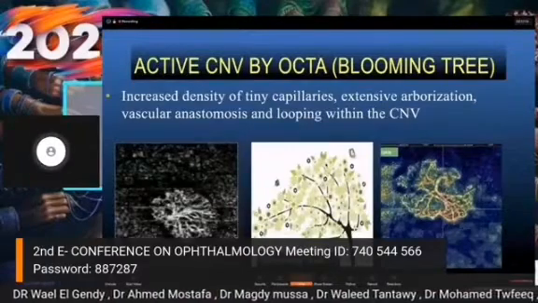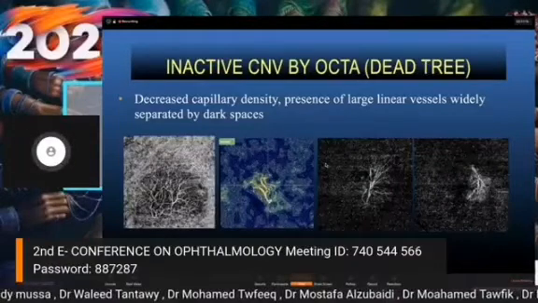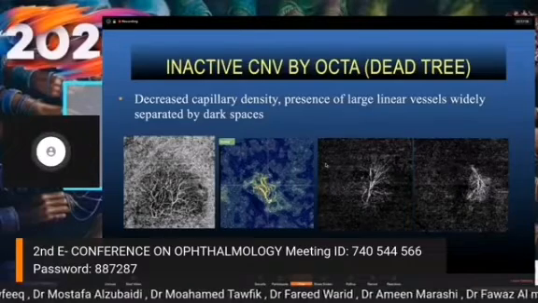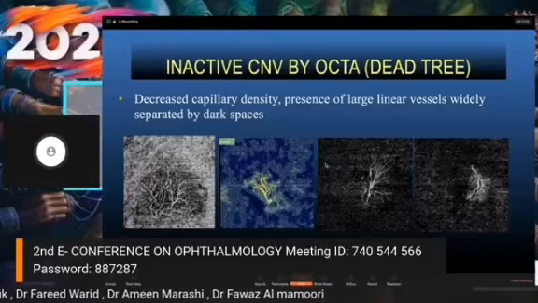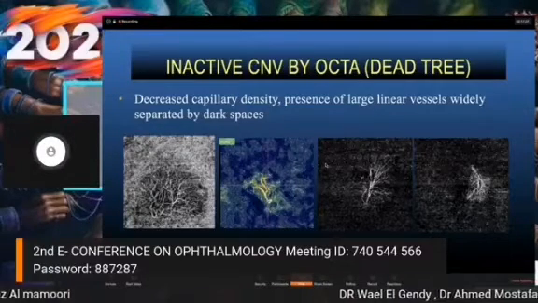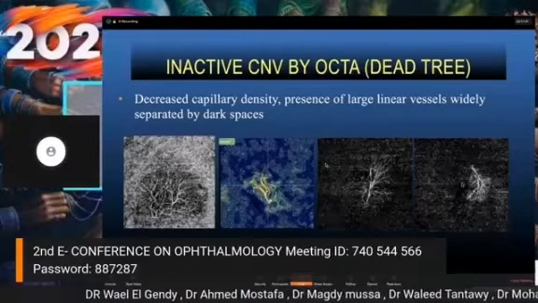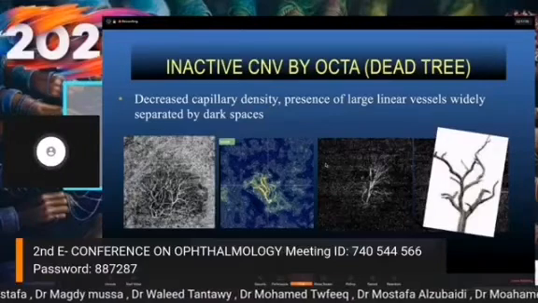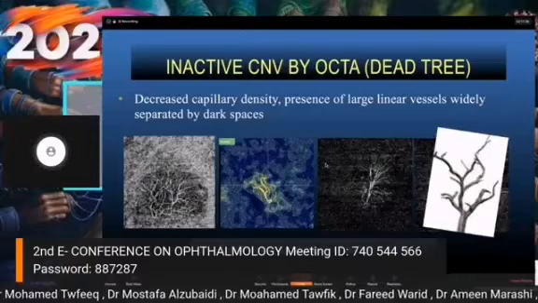How about inactive? After repeated injection, what will the membrane turn into? The membrane will not disappear because there must be a trunk there. There must be a source of the membrane, though sometimes OCTA doesn't show this. But we can see here that these are trunks, like a dead tree. There are no leaves, no arborization, no anastomosis, and this is when we make sure that the membrane is not active anymore. And sometimes we need to follow up the patient with the structural OCT and OCTA, as I will show you in a minute.